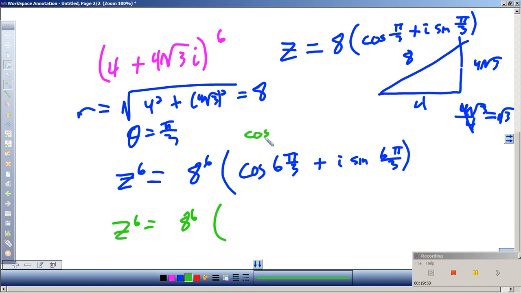Okay. Well, we have cosine of 2 pi. What is cosine of 2 pi? 1. So 1 plus, what's the sine of 2 pi? So i sine 0. What's i times 0? 0. So that's going to go away. Times 1. So what is 8 to the 6? Eight. 262,144. So this raised to the 6th power is 262,144.